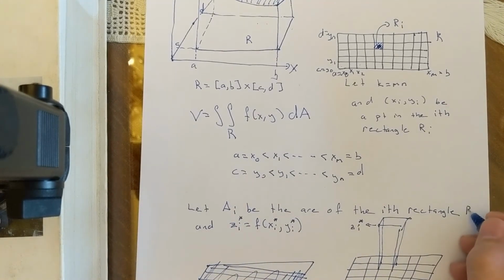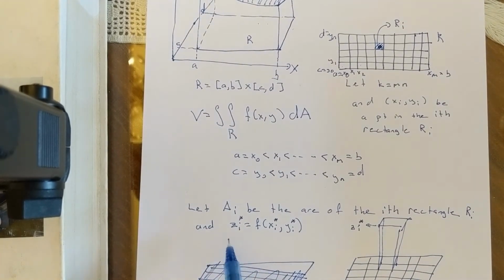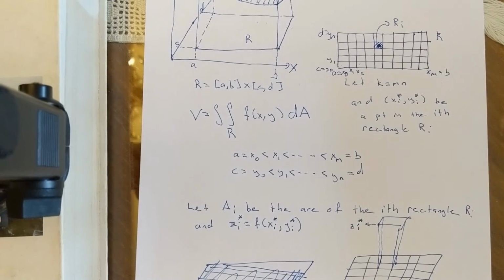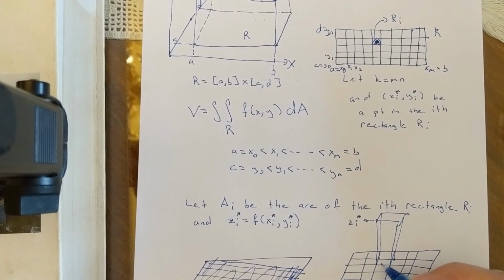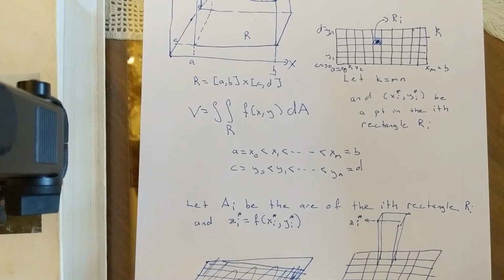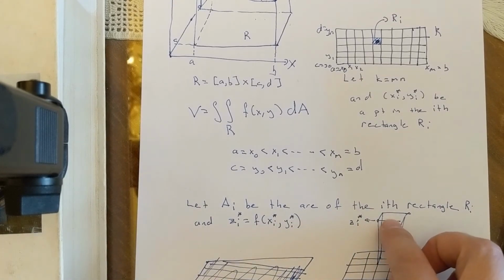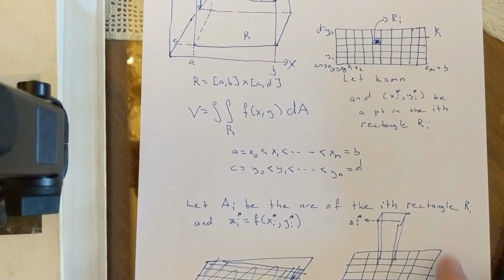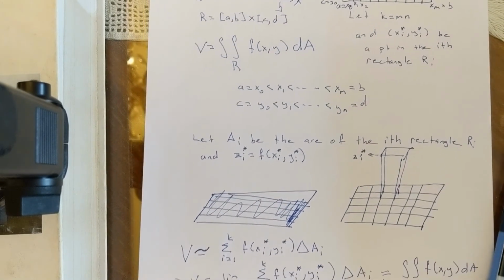R sub I. Okay, so what we're trying to do is look at the height of the function exactly at that point, x sub I star, y sub I star. Oh, sorry, these were supposed to be stars. So we took this point, maybe here, and I looked at the height of the function. Now instead of a rectangle, I'll have a vertical box. If I take the heights of the vertical boxes to be the height of the function, and I do it over all of these rectangles, I should get something pretty close to the volume.